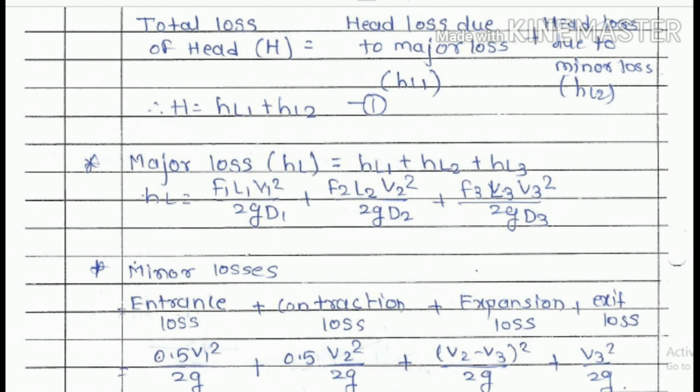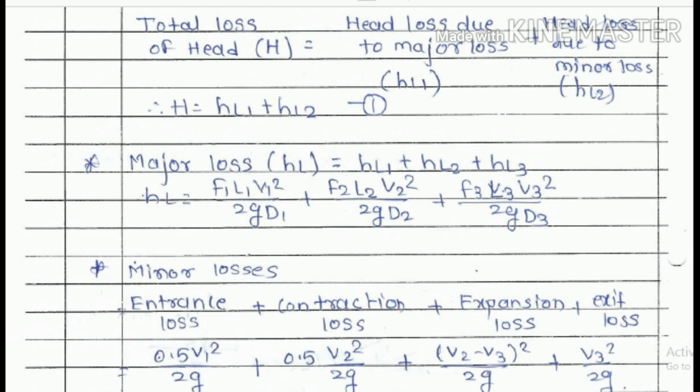Now this step which I follow to solve the numericals when the pipe is connected in series or any type of numerical, whenever you have to calculate the major and minor loss, just remember the total head loss is nothing but the addition of major loss and minor loss. This is the simple step which I follow, that the total loss is nothing but the addition of head loss due to major loss and minor losses.